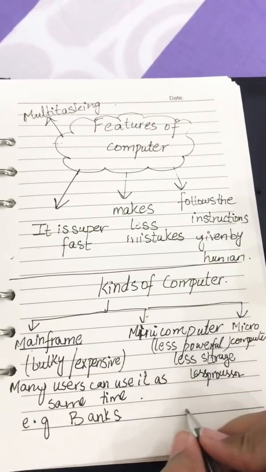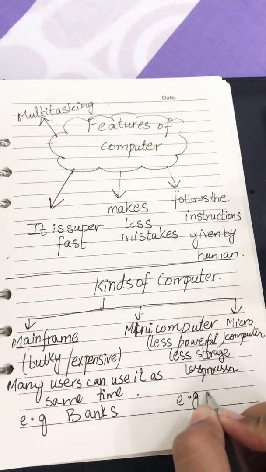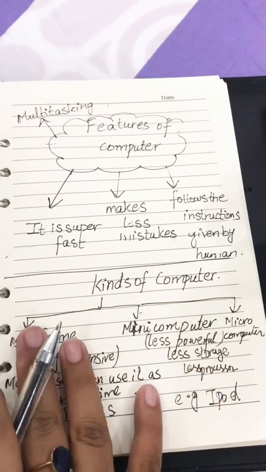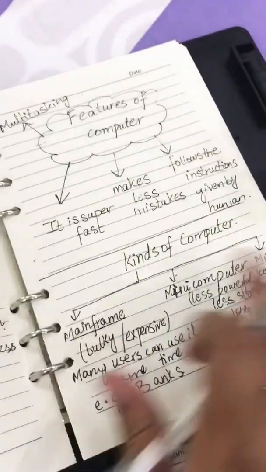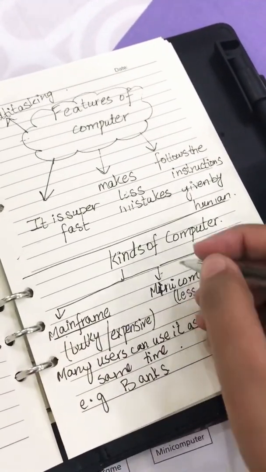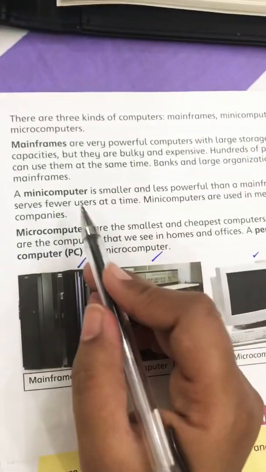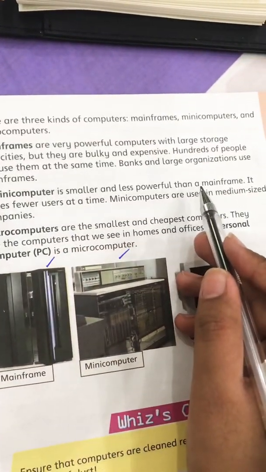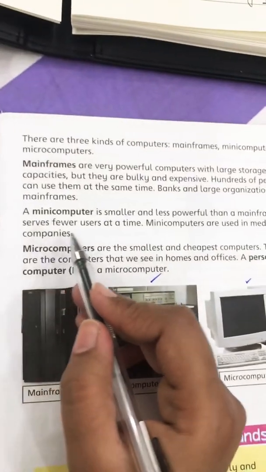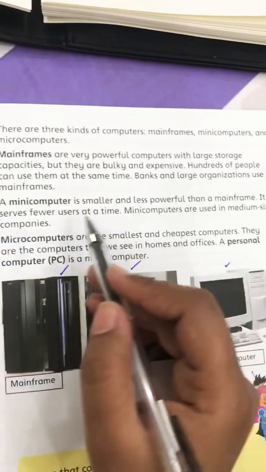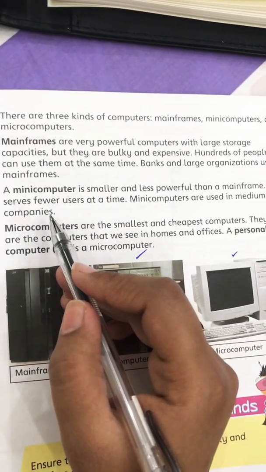Plus, for a major example, we can have the iPod. The Apple iPod that was used earlier for listening to songs and saving songs was one of the major examples of a mini computer. A mini computer is smaller and less powerful than a mainframe. It serves fewer users at the same time. Mini computers are used in medium-sized companies.